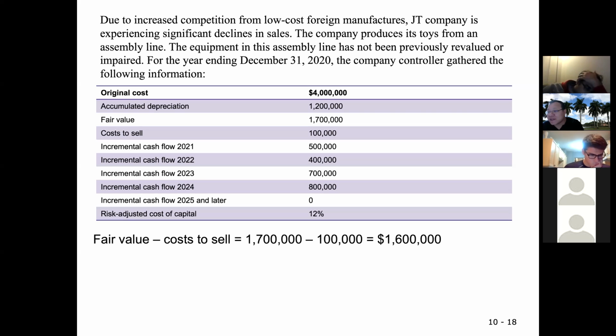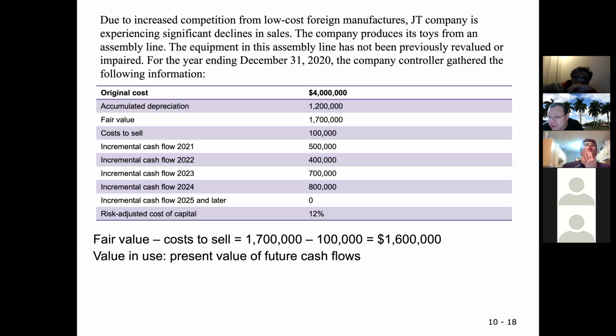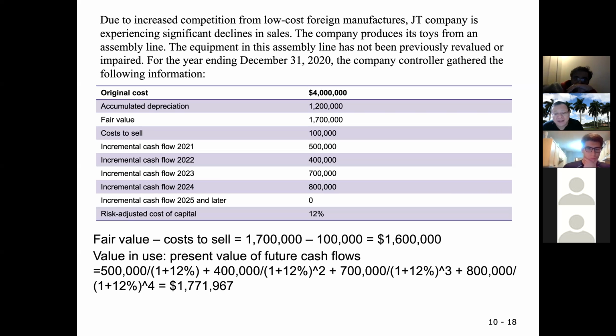So instead of summing up the undiscounted cash flows, you have to do a present value of the future cash flows, using 12% as the discount rate, okay? So my value in use is the present value of the future cash flows. That's the calculation, okay? So I got $1.771 million. So this is the value in use.